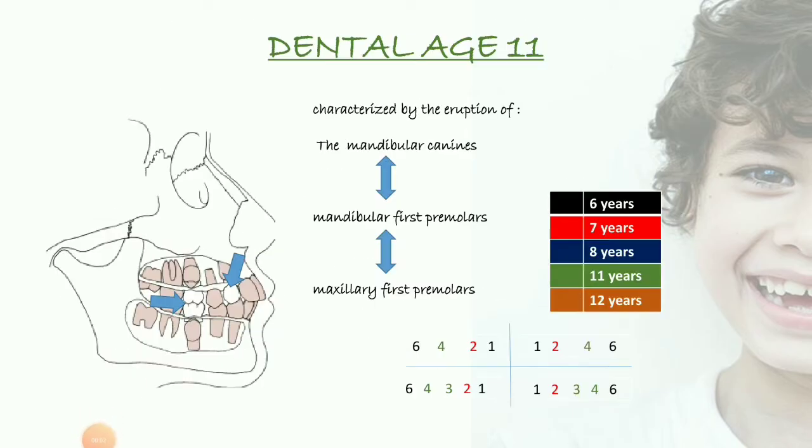Going on to dental age 11. Dental age 11 is characterized by eruption of mandibular canines and first premolars, that is mandibular and maxillary first premolars. So we get mandibular canines followed by mandibular first premolars and maxillary first premolars.